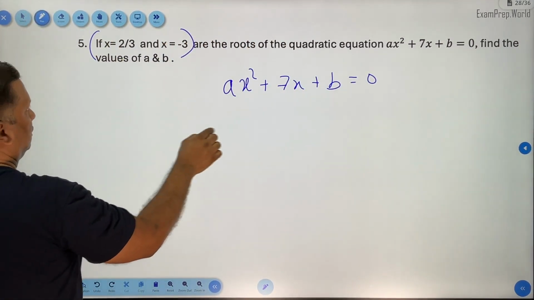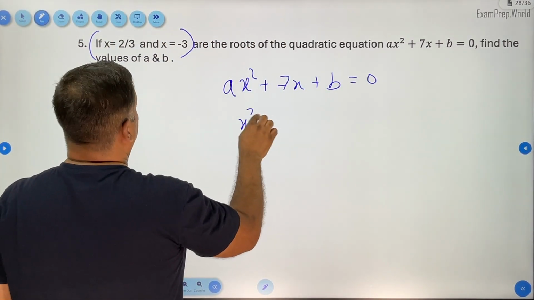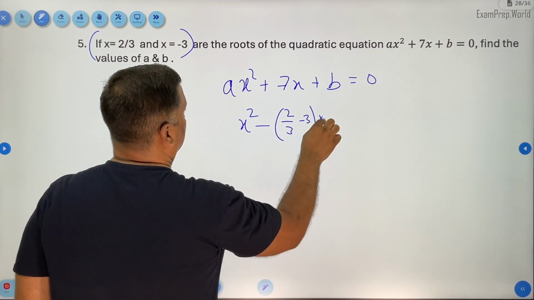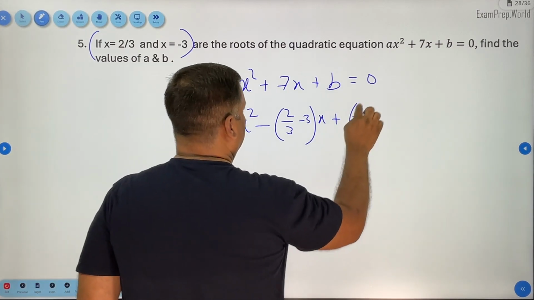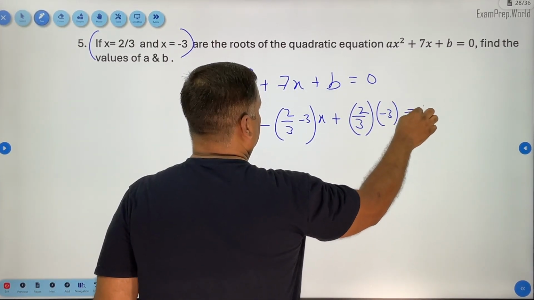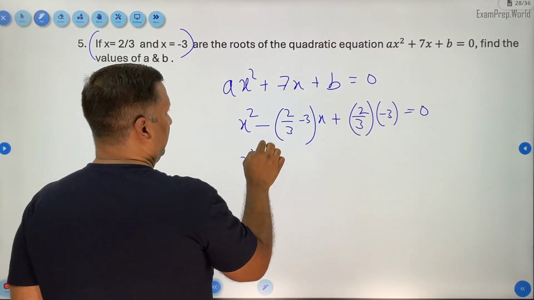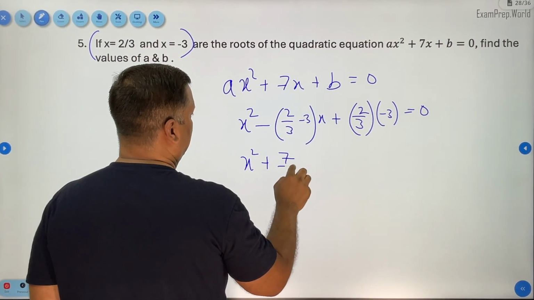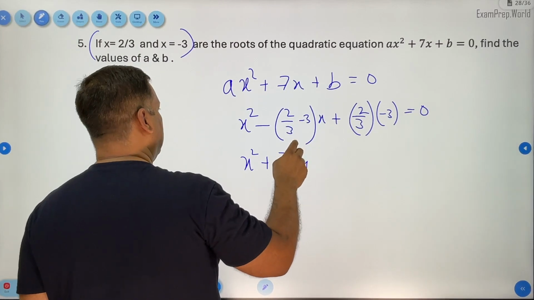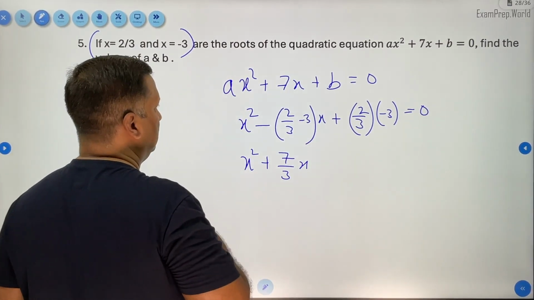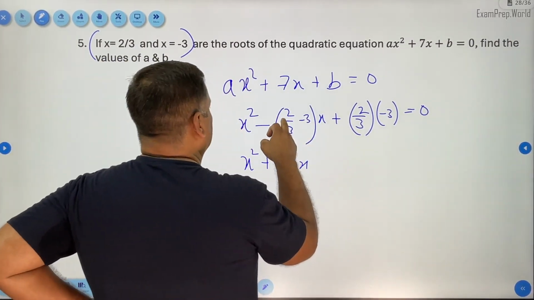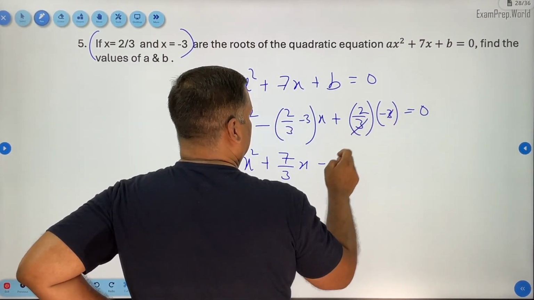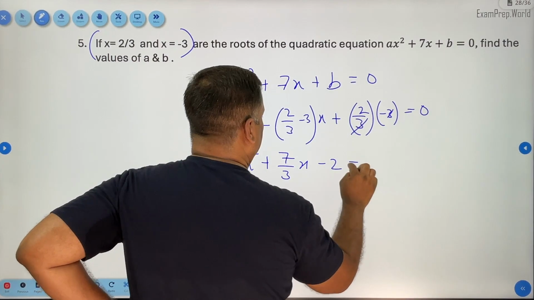Okay, so the given equation is ax square plus 7x plus b equal to 0, and we will use our roots to find the equation. So it will be x square minus 2 by 3 minus 3 x plus 2 by 3 times negative 3 equal to 0. What are we getting? x square plus 7 by 3 x minus 2 equal to 0.